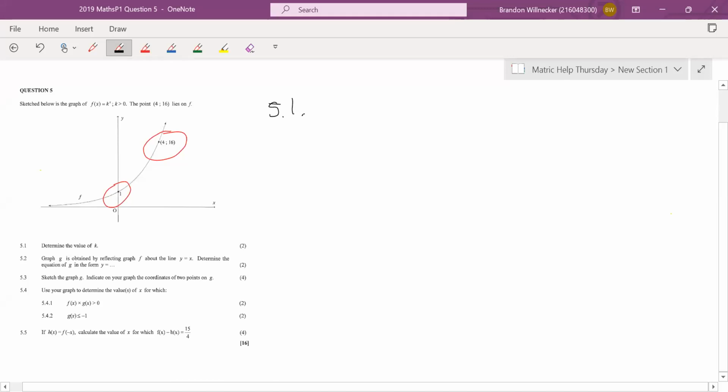So like before, we can work backwards. We know that there is a point that lies on the function, so we can work backwards to find what k should be. So we know 4, 16 lies on f. So we can take this point and substitute it into f. So that means 16 is equal to k to the 4.